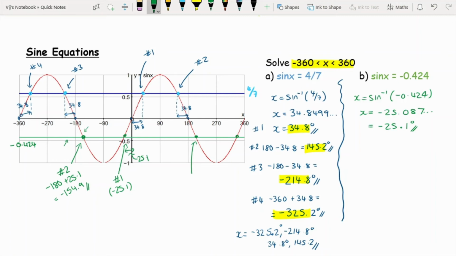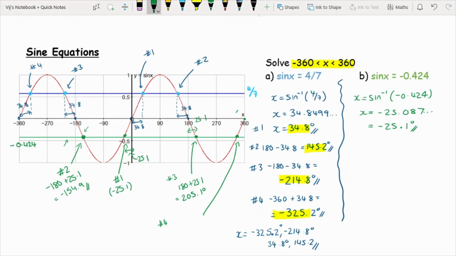Then to find this angle here, again starting from when it's the next time it's 0, which is at 180, I'm going in the right direction. So this distance here is going to be 25.1. So this is the third angle, 180 plus 25.1. And again, just to be sure, type that into your calculator, and we get 205.1 degrees.